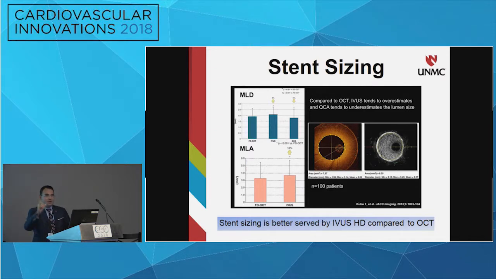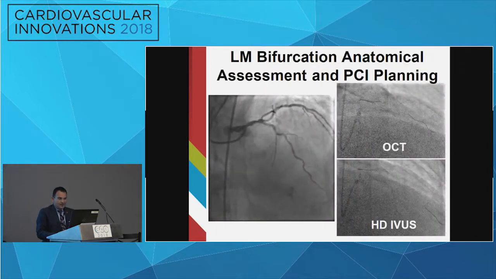this study, that we always tend to slightly overestimate the distances, the lumen measurements, compared to OCT. OCT, on the other side, gives us better, more accurate measurements, but it cannot show us the far field, it cannot show us the media to media. So we always tend to undersize the stent. So hopefully there is good data which show that the high-definition IVUS can bridge the gap here. It can give us the media to media distances, and at the same time it can give us accurate measurements.